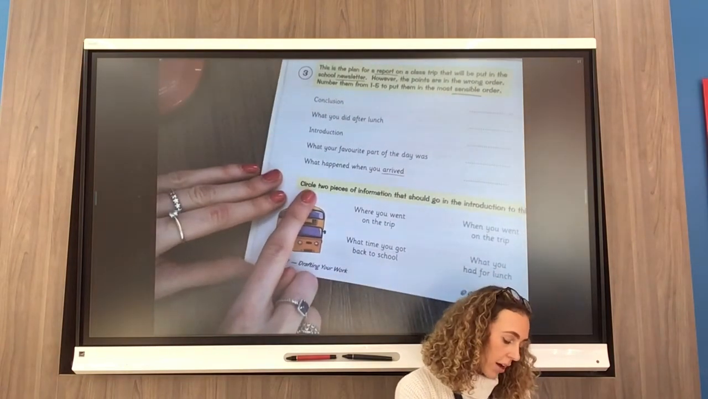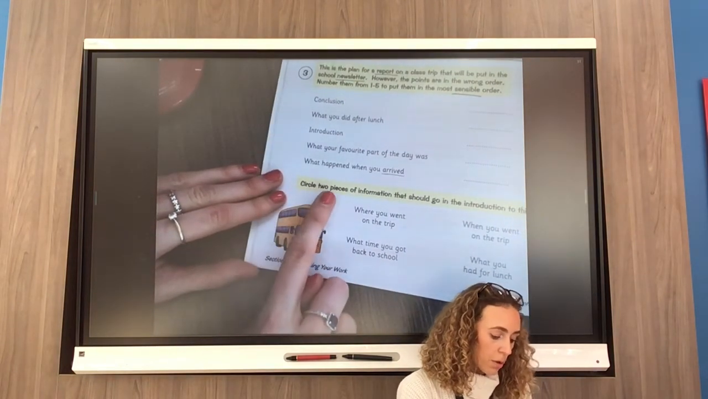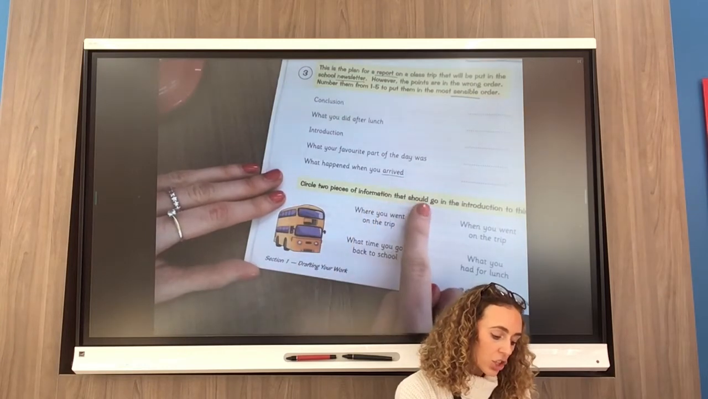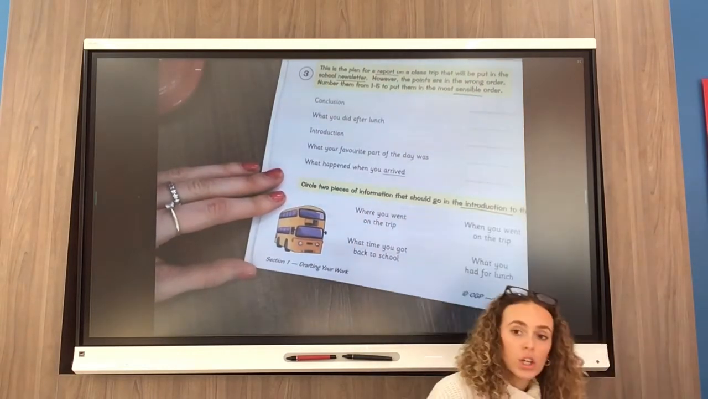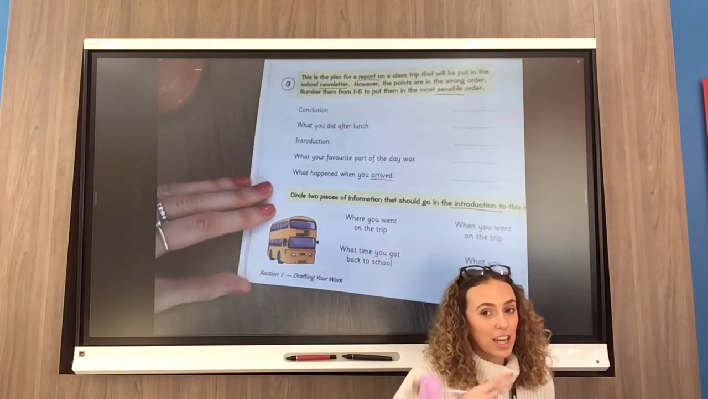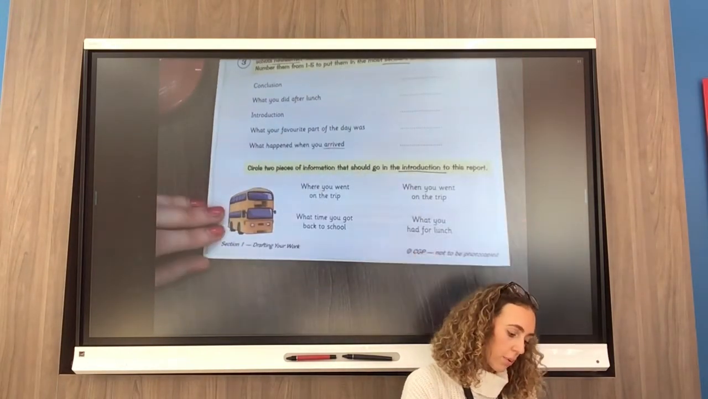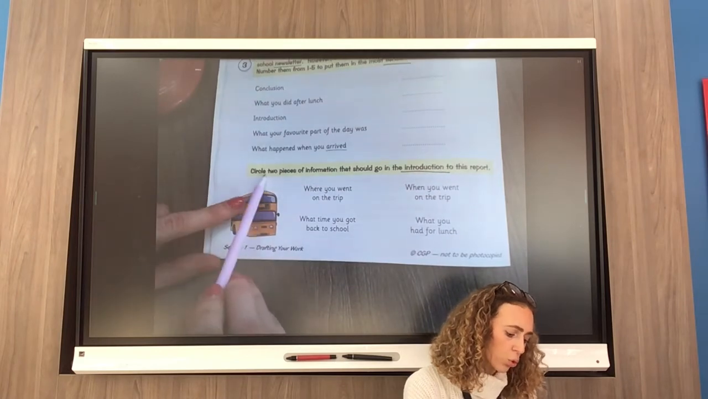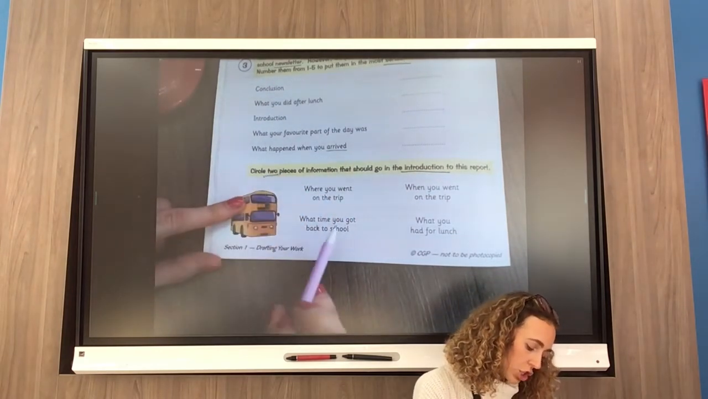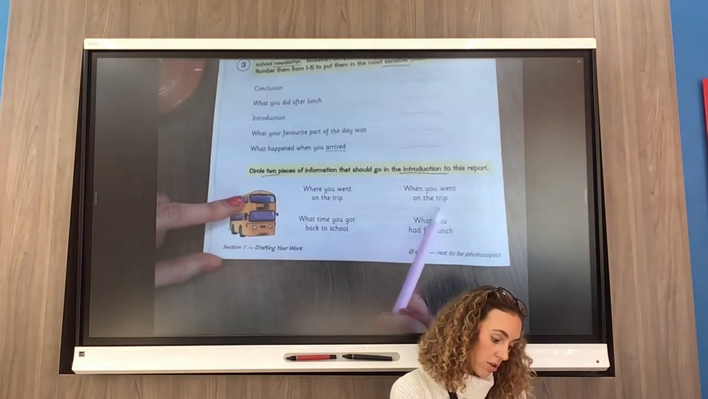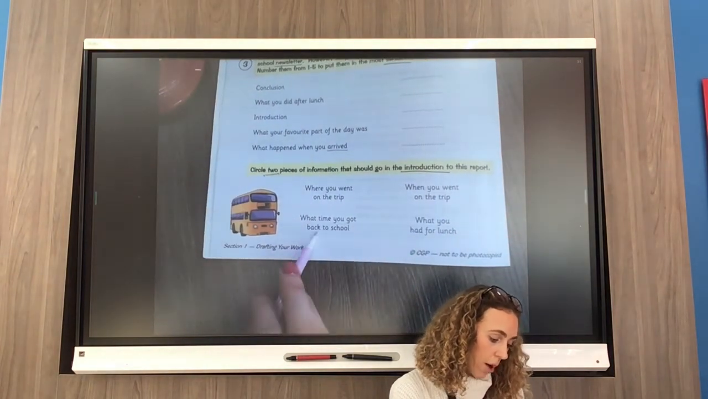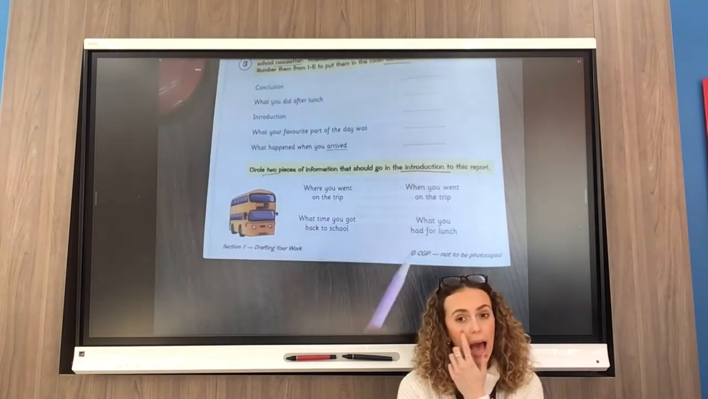Our next part of our number 3 question. Circle 2 pieces of information that should go into the introduction to this report. So we know that the introduction introduces the report. Okay, so circle 2 pieces of information. Where you went on the trip, when you went on the trip, what time you got back to school, and what you had for lunch.